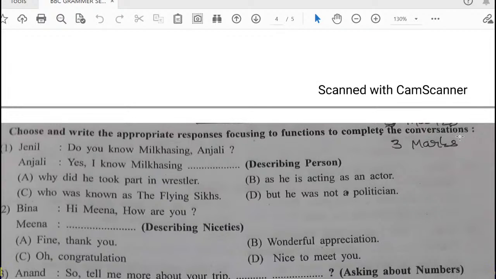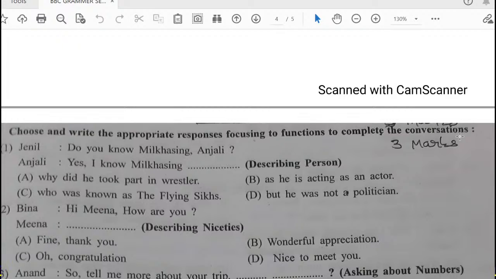Mina said something and we are given the suggestion, describing niceties. So again say the dialogue: Hi Mina, how are you? We have four options. Option A, fine, thank you; option B, wonderful appreciation; option C, oh, congratulations; and option D, nice to meet you. Here Bina said, hi Mina, how are you? So the answer of Mina will be, fine, thank you. So the answer will be option A, fine, thank you.